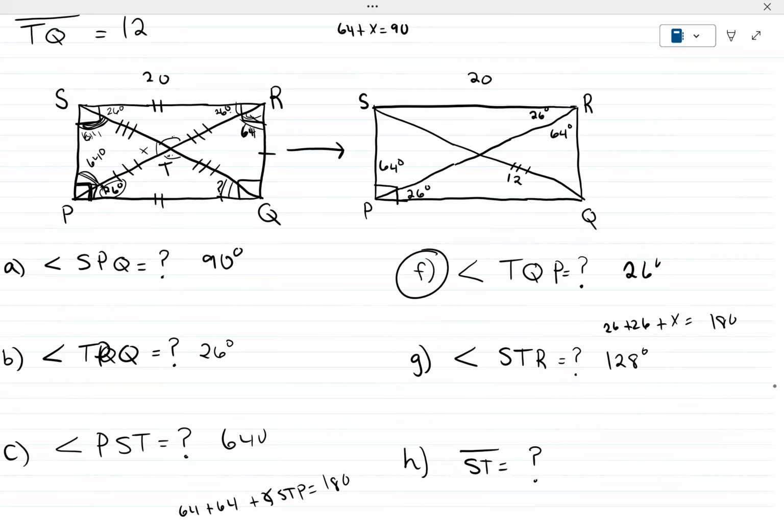H, what is the length of ST? This length right here. Now, this is a rectangle. In a rectangle, the diagonals are all congruent, right? They tell us that length SR is 20, and they also tell us that the length of TQ, this length here, is 12. So that means this diagonal should be 12, this is 12, and this is 12. So the length of ST is 12.